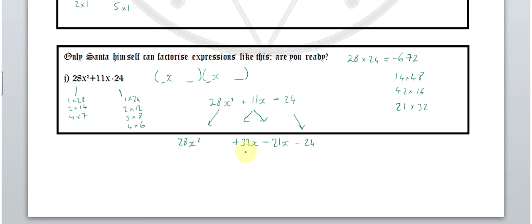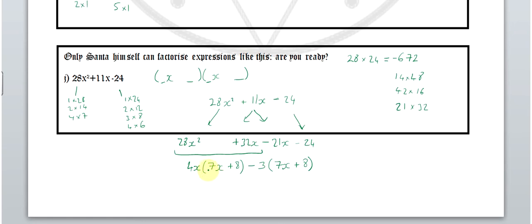Now, I've got two bits here. The first two terms, I'm going to factorise that. 28 and 32 are both in the 4 times table, and they've both got an x. 28x squared is 4x times 7x, and 32x is 4x times positive 8. Now, over here, the two numbers are both in the 3 times table. So, minus 3, and then 7x, and plus 8. Positive because minus 3 times positive 8 is minus 24.